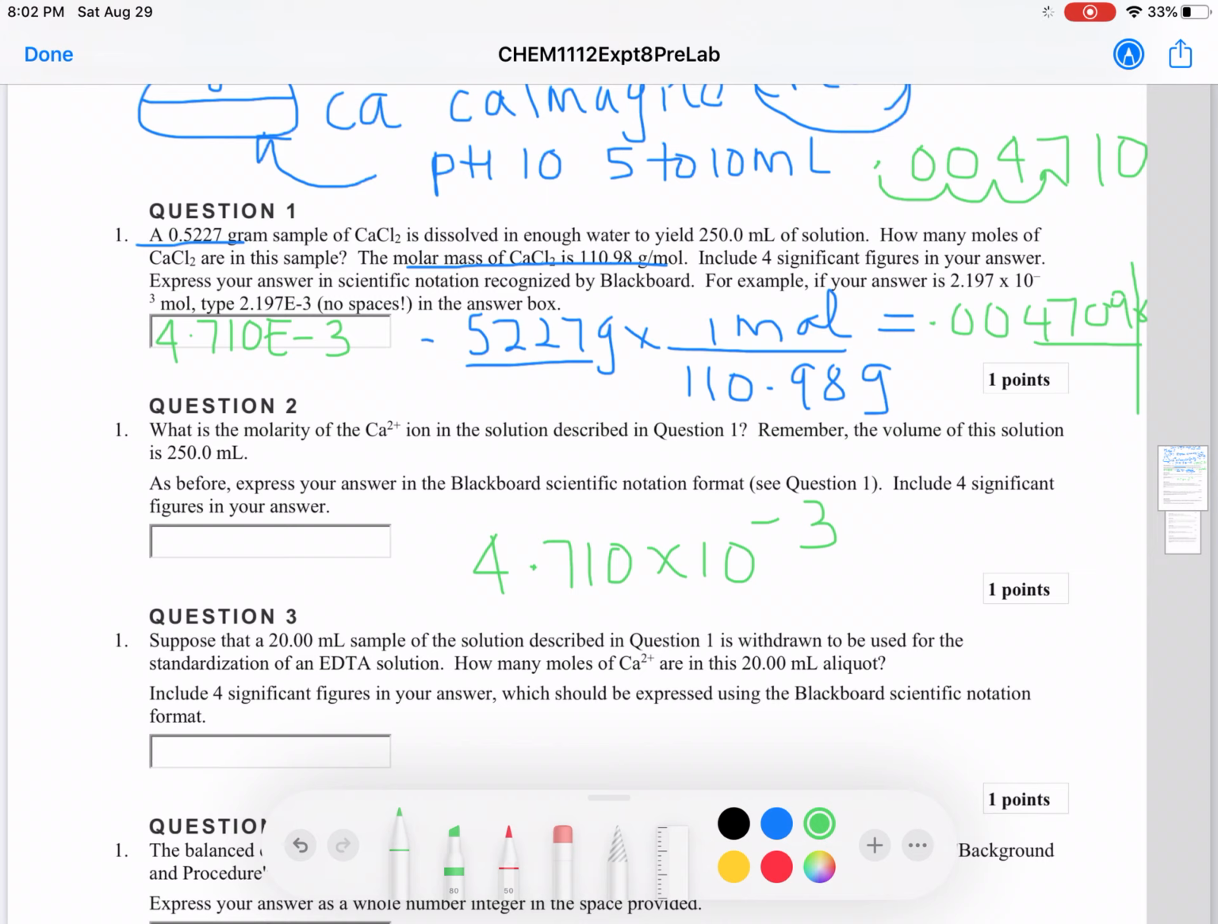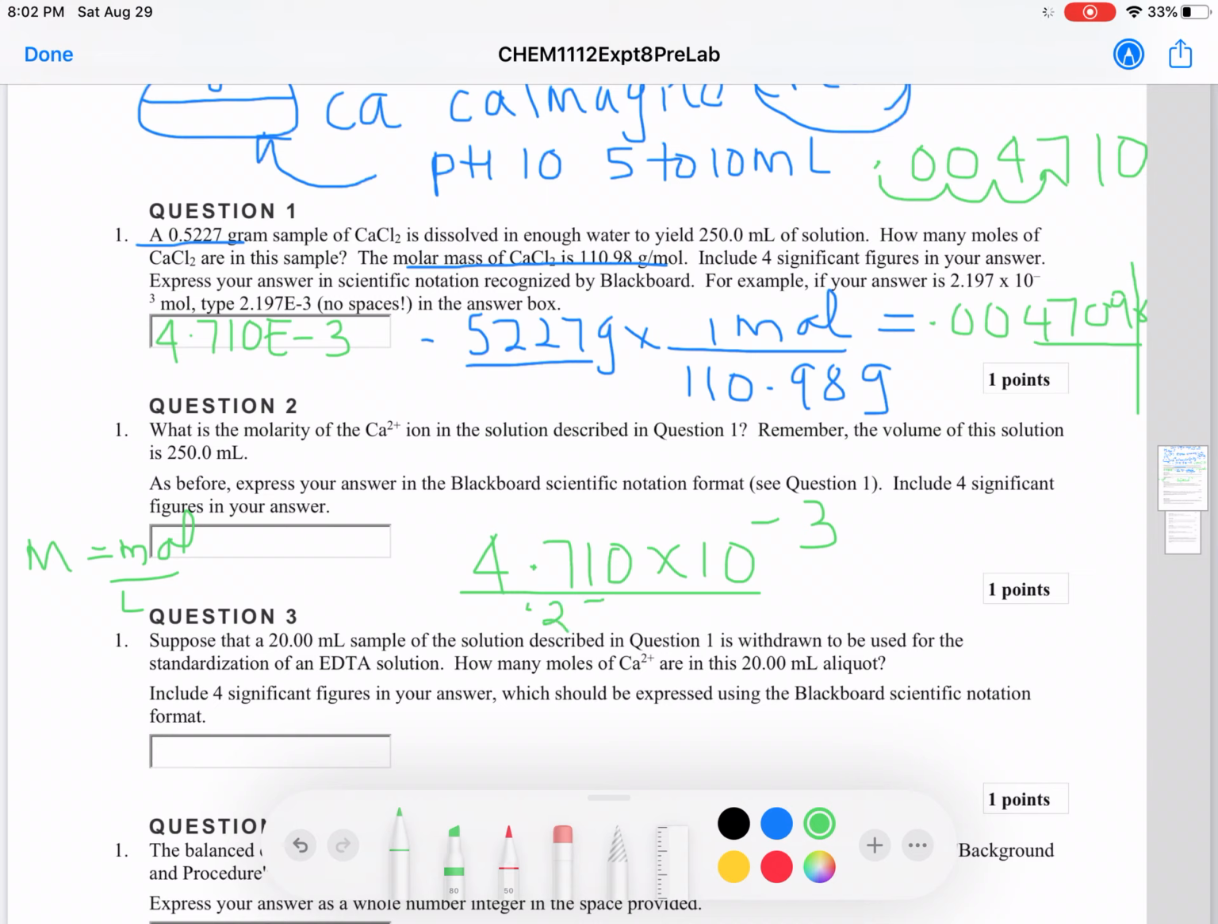Okay, now question number 2. What is the molarity of calcium ion in the solution described in question 1? Remember, the volume of the solution is 250 milliliters. Now this is the number of moles we just found. How do you calculate the molarity? Remember your molarity equation? Molarity is moles over volume in liters. So you're going to divide the moles by the volume. 250.0 has 4 significant figures. To convert it to liters, you have to divide it by 1000.